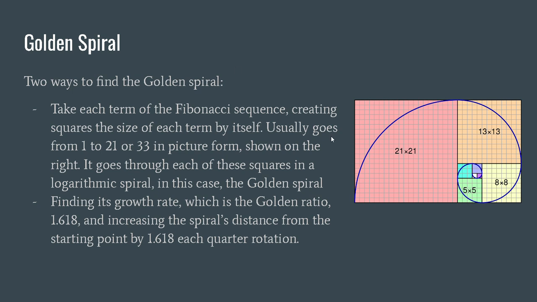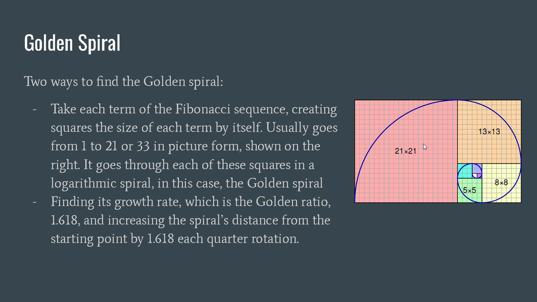Okay, and next, the most interesting thing about the Fibonacci sequence, the golden spiral. There are two ways of finding the golden spiral. First, you can do what's shown here, which is pretty common. You take each term of the Fibonacci sequence and create each of these squares by taking a number in the sequence times itself. So, for example, we have 21 by 21, 13 by 13, 8 by 8, 5 by 5, 3 by 3, 2 by 2, and then 2 squares of 1 by 1.